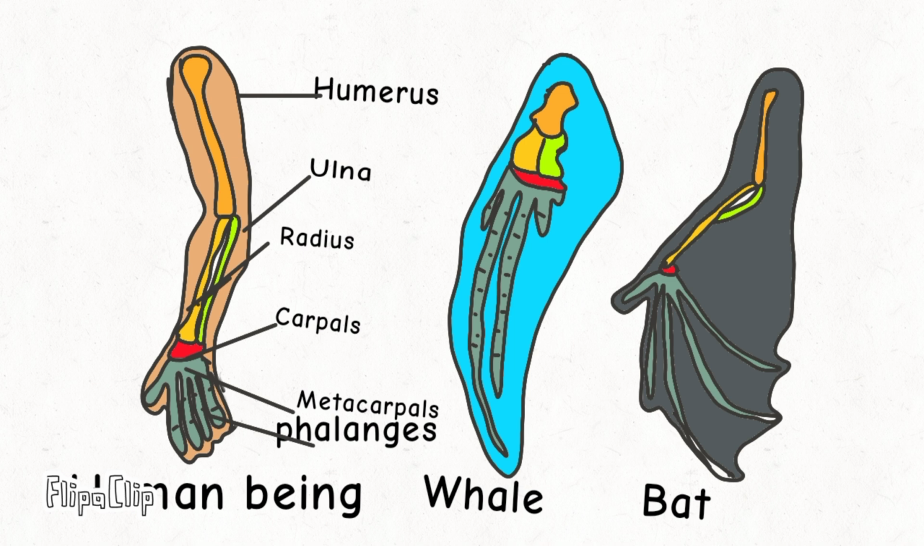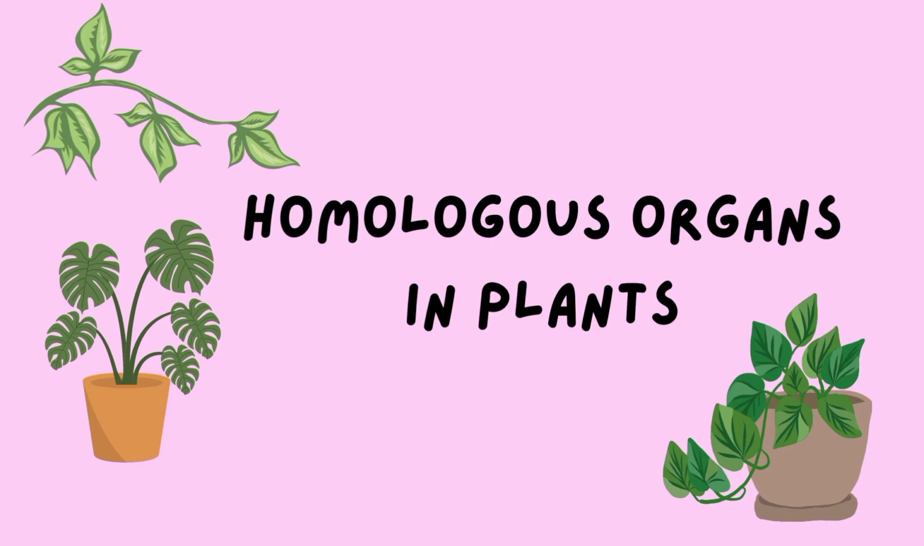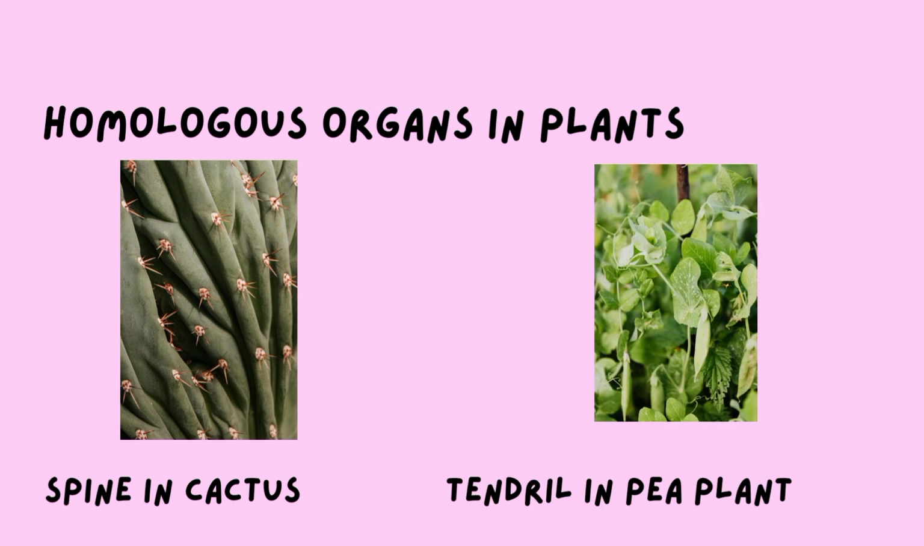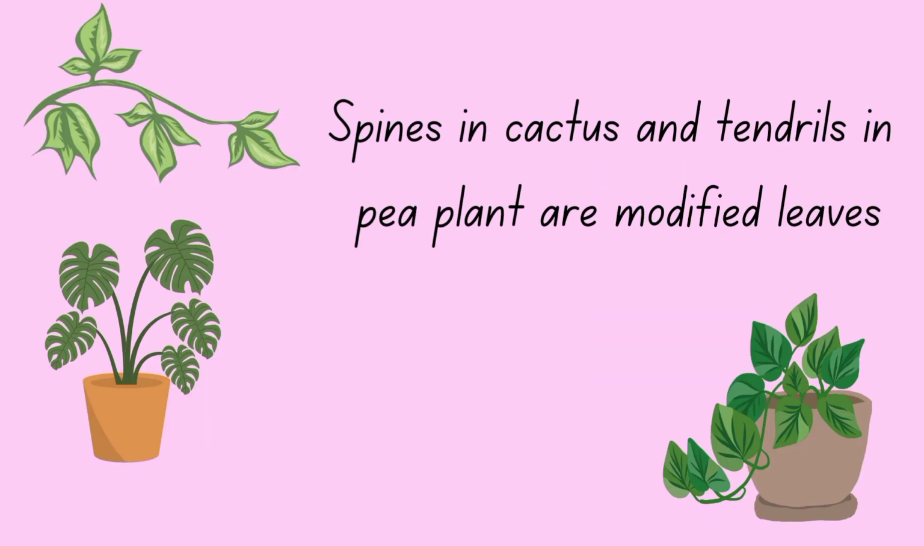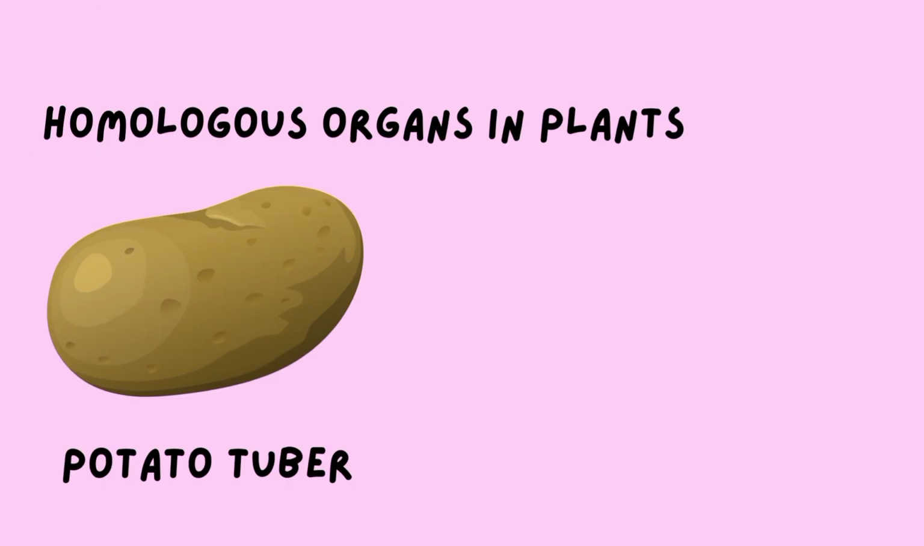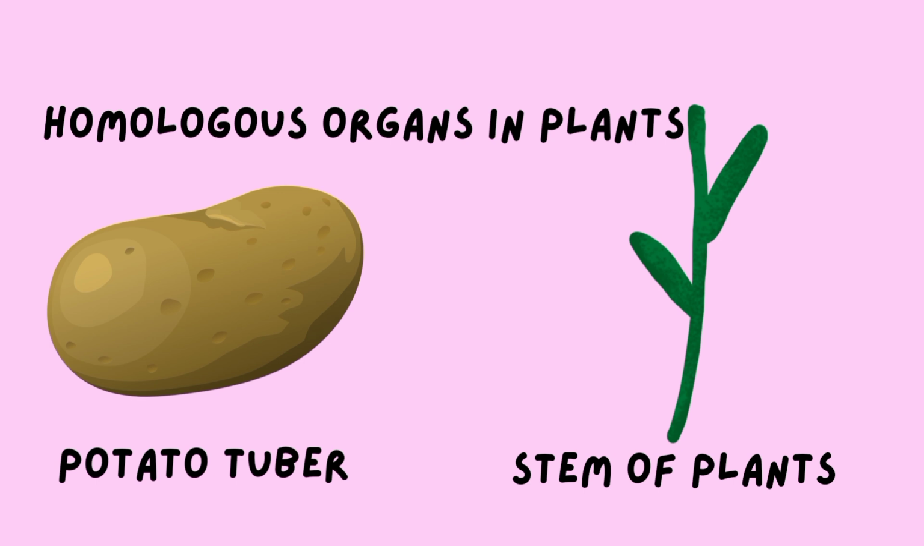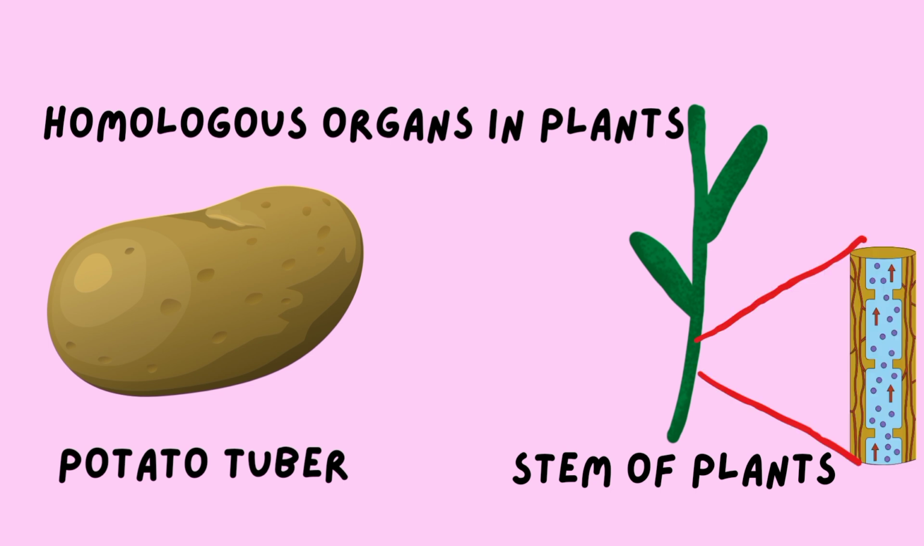They are homologous organs. Likewise, in plants, the spines of a cactus and the tendrils of a pea plant are homologous organs, as both of them are modified leaves. Another example of homologous organs in plants are the potato tuber and the stem of a typical plant. The potato tuber is a modified stem that stores nutrients. The stem of a typical plant transports water and nutrients.